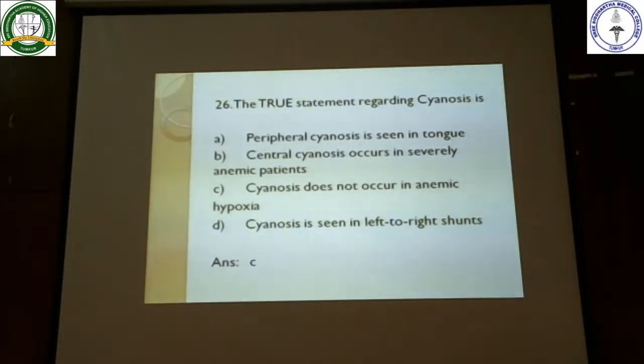Why? Because hemoglobin is very low. You need a certain level of deoxygenated hemoglobin for the occurrence of cyanosis, peripheral and central. Peripheral cyanosis you can see at the fingertips, nail beds and so on, whereas central cyanosis you can see in the tongue, lips and so on.